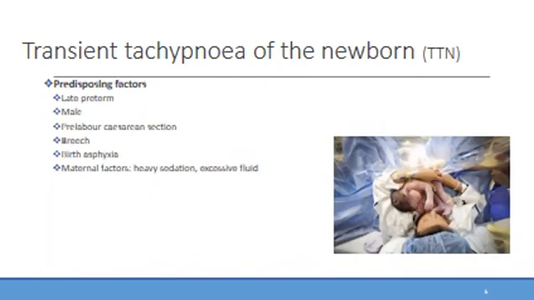When making the diagnosis of transient tachypnea of the newborn, it's important to keep in mind the history and predisposing factors. This is more common in late preterm babies around 34 to 36 weeks.